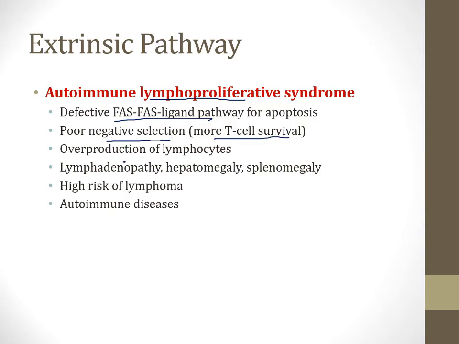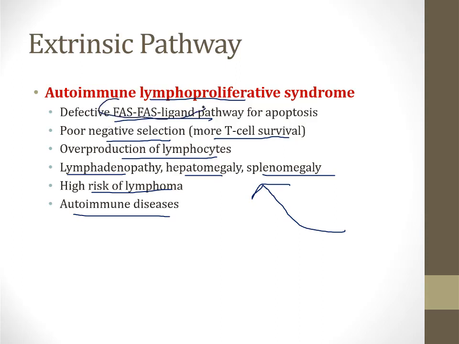This leads to an overproduction of lymphocytes, and you have lots of T cells around that can react to some degree with self-antigens. So this can lead to lymphadenopathy, hepatomegaly, and splenomegaly. This is all due to lymphocytes in these organs and structures that are growing by reacting with self-antigens. There's a very high risk of developing lymphoma, and there are many autoimmune diseases. The details of this disorder are not important, but you should understand that it is caused by a defective interaction between Fas and Fas ligand and an ineffective extrinsic pathway occurring among T cells in the thymus.